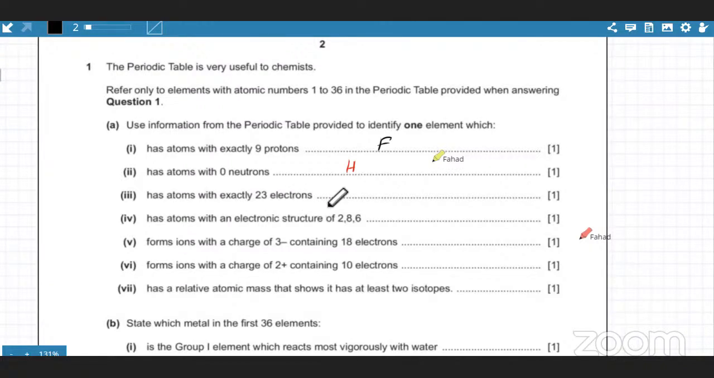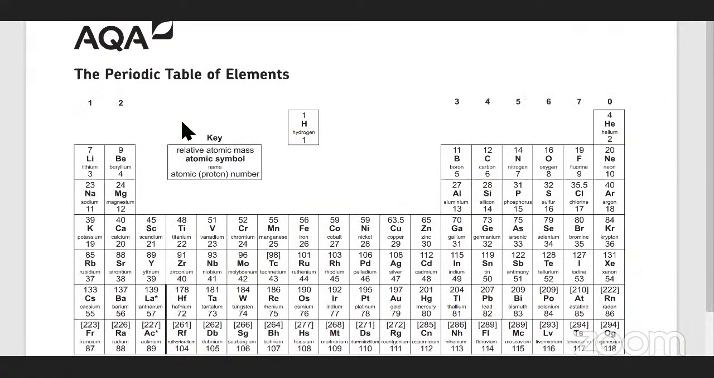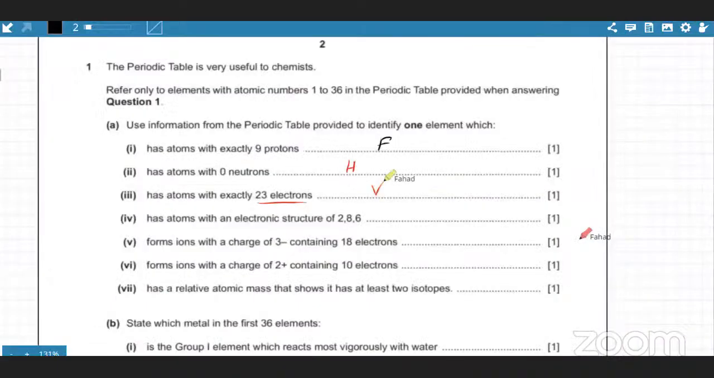The next one has atoms with exactly 23 electrons. Now, protons and electrons are usually the same. So the number of protons and the number of electrons are the same for a neutral atom. So they are talking about an atom. So 23 protons. Look for an atom with 23 protons. Remember, the periodic table is arranged according to the proton number. So 23 is over here. It's vanadium. That has 23 protons. The lower number, as the key says, is the proton number. So this one is vanadium.